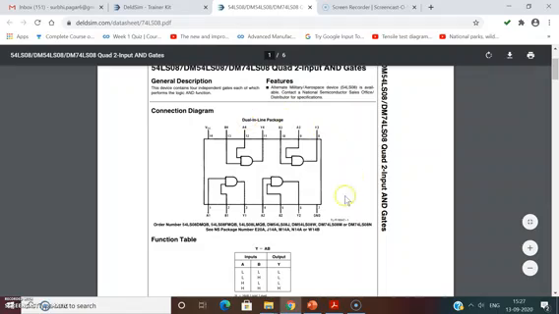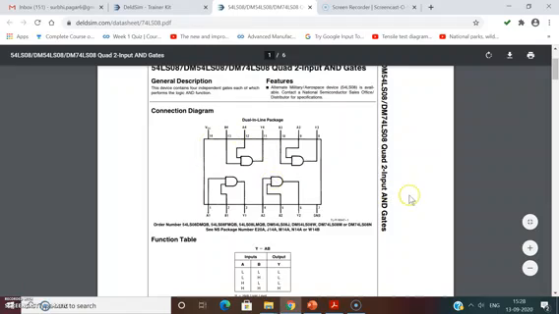So this IC consists of 4 independent gates, and each gate performs the AND operation. So the first pin is input, 1 is A1 input, B1 is the second input, and Y1 is on the third pin, where I have my output. Again 4 is input, 5 is input, 6 is my output. Pin 7 is the ground pin, 14 is the VCC pin. Again 9 and 10 are input, 8 is output, 12 and 13 are input, and 11 is output.